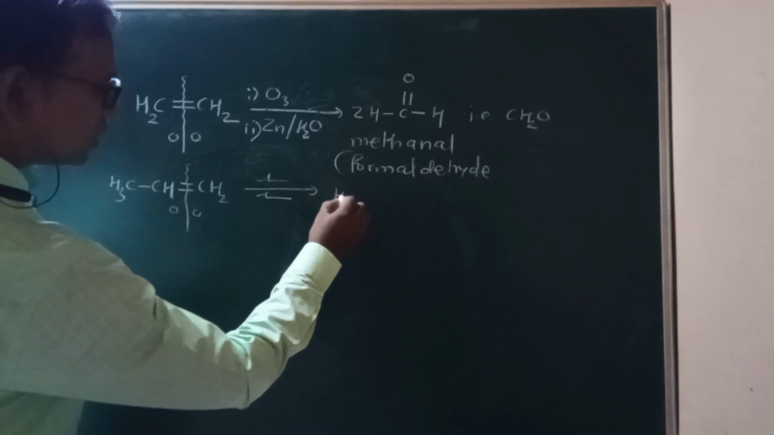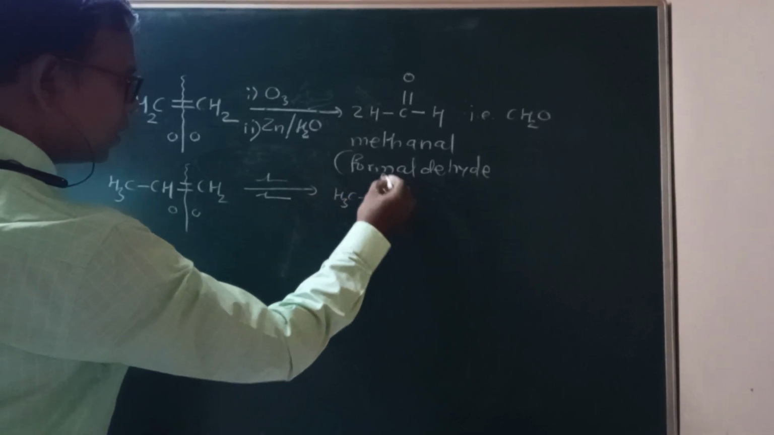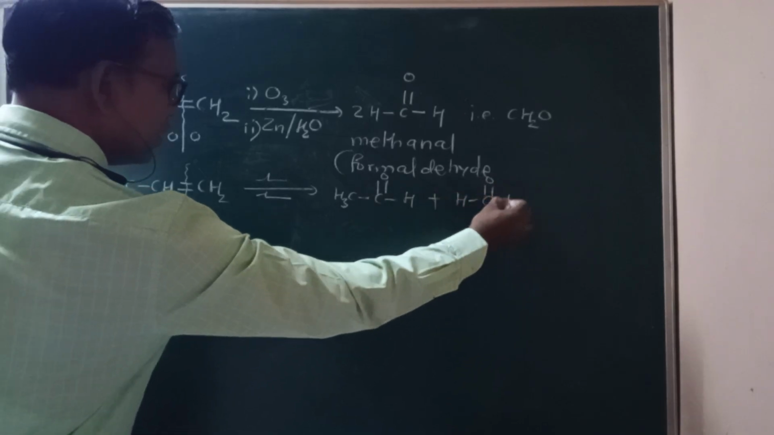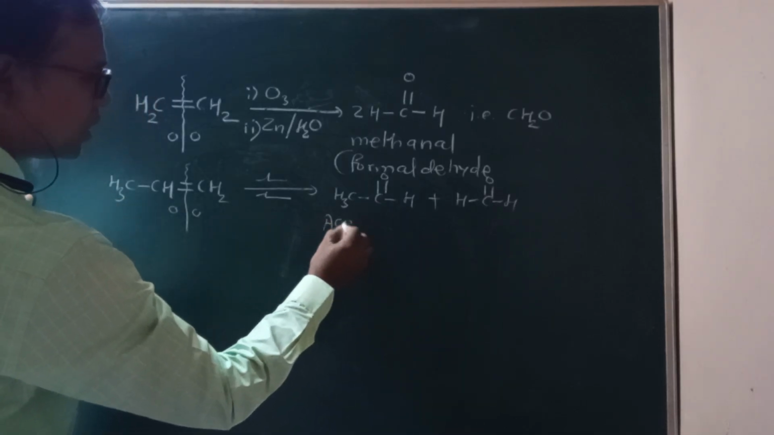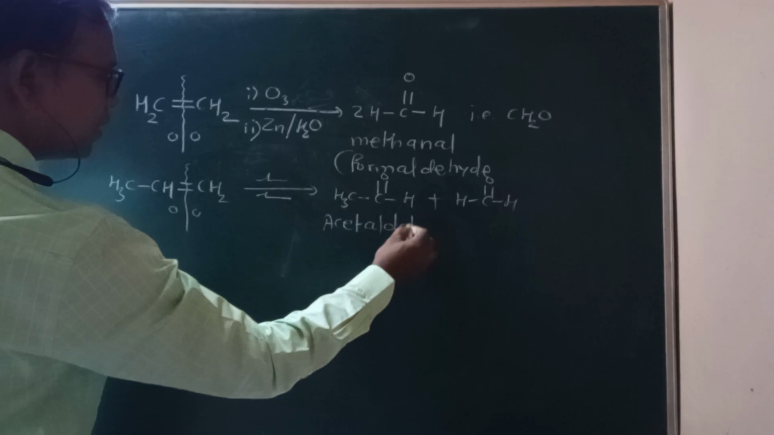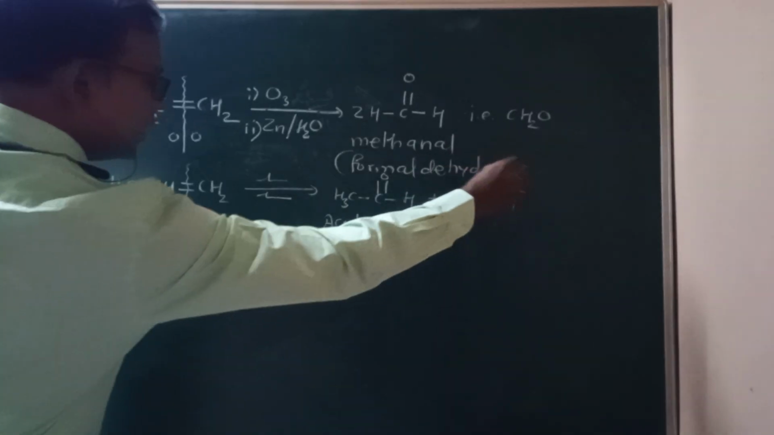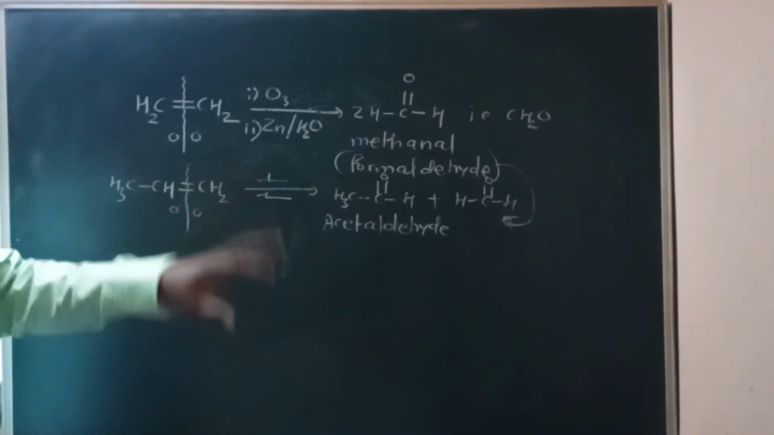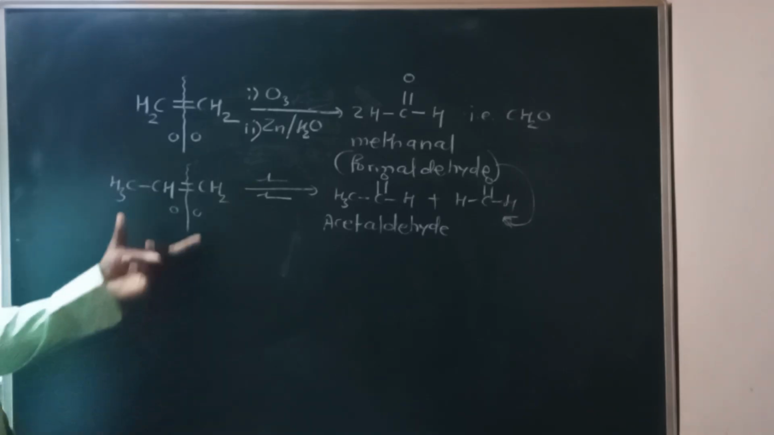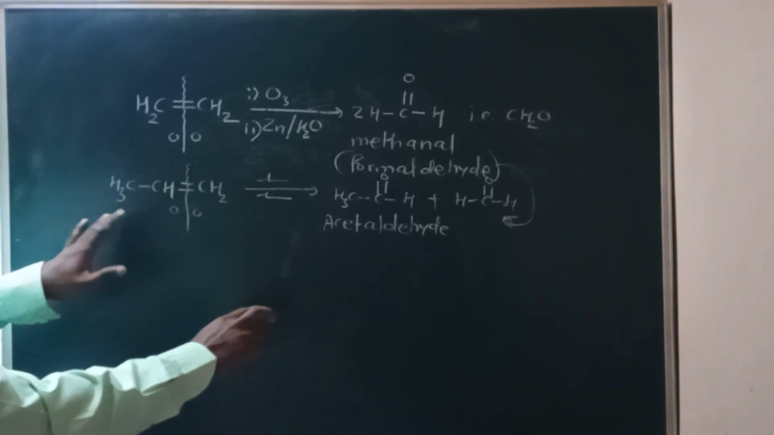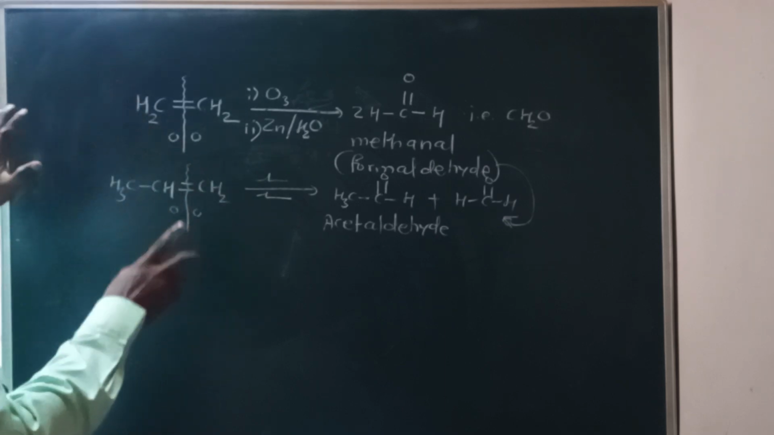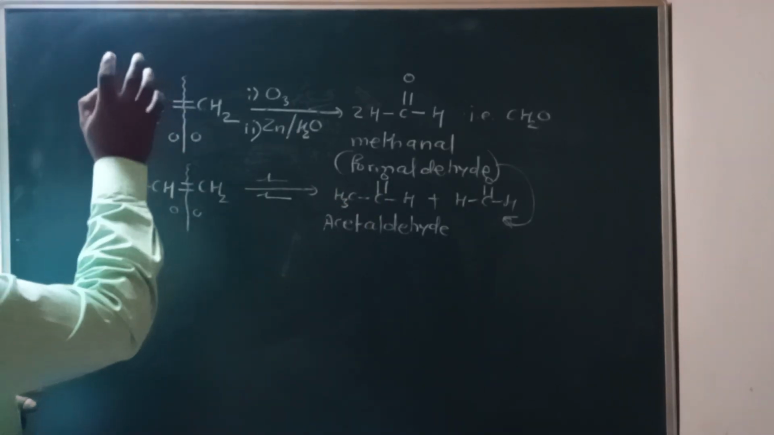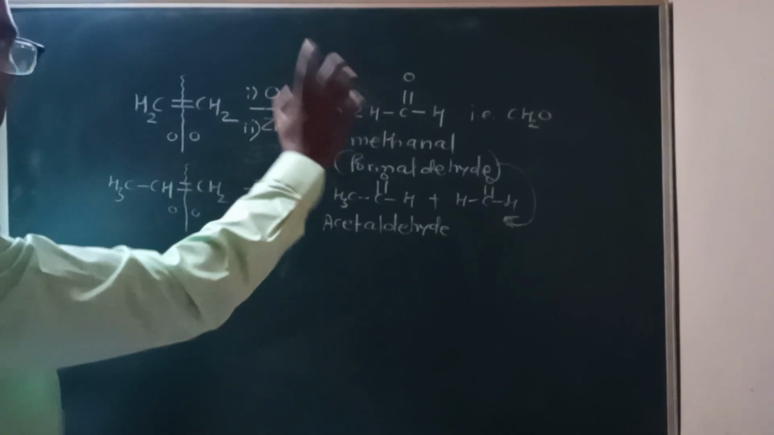So the first one is CH3, then C double bond O and H, plus the second one is HC double bond O and H. One is acetaldehyde, and the other one is formaldehyde, right? So why are we getting two different molecules of carbonyl compound? Correct, because the alkene is not symmetrical. It's unsymmetrical. So whenever an unsymmetrical alkene is there, then on ozonolysis it always gives two different carbonyl compounds. And when a symmetrical alkene is there, then on ozonolysis it always gives two molecules of the same carbonyl compound.